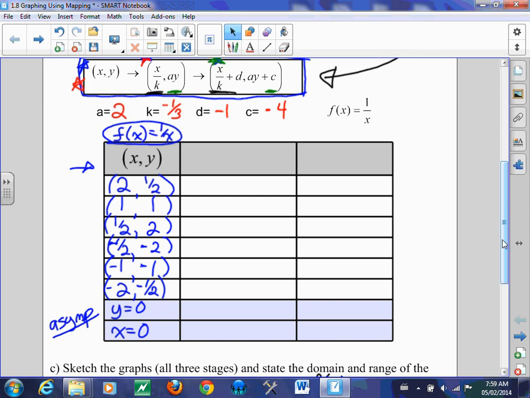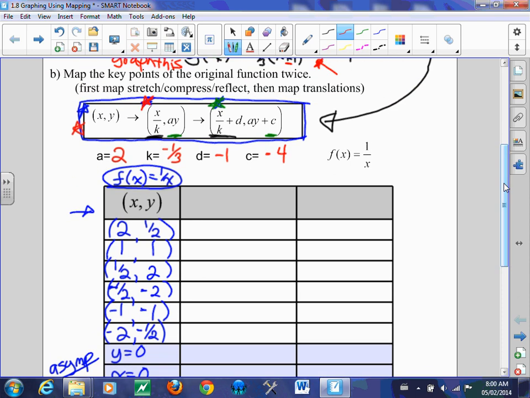You can either graph that right away and then do stage 2, or I just tend to do this chart first and use different colors. So I would suggest that when you're doing your homework or your unit test, you have a couple of different colored pencil crayons. It just makes it easier to see the 3 different stages on your map. So I'm going to choose blue for my parent function. Let's choose red for my stretch and compression. So this part right here.